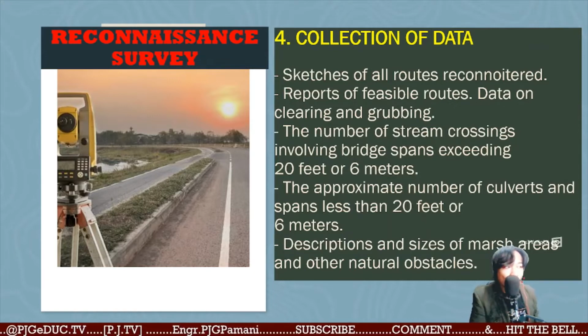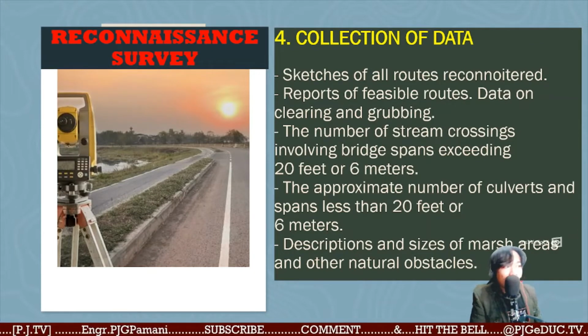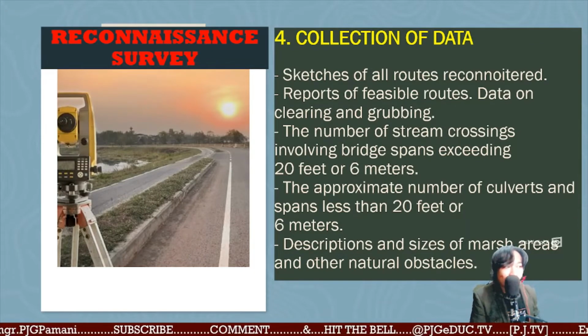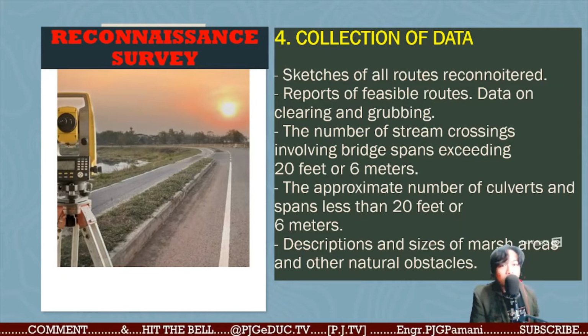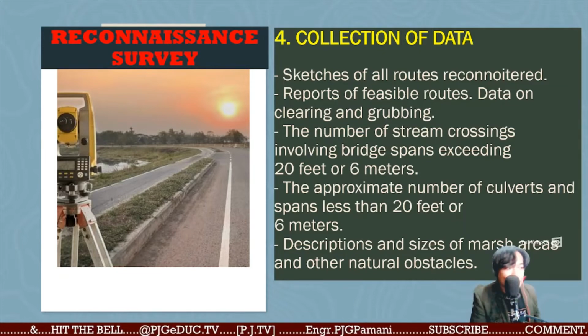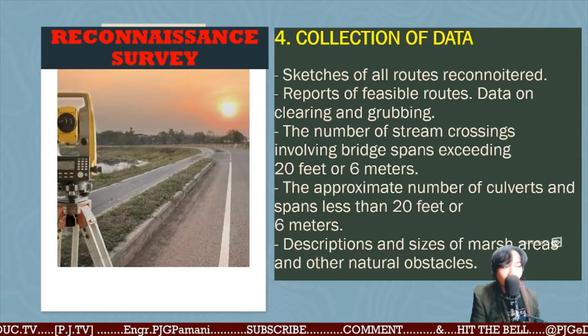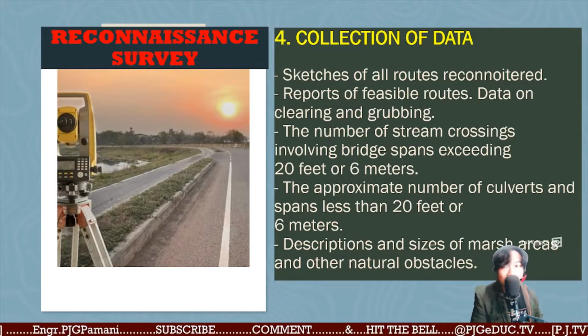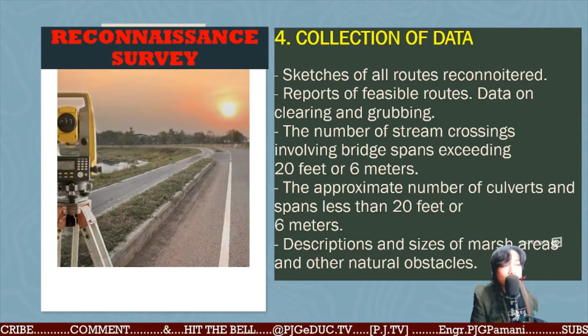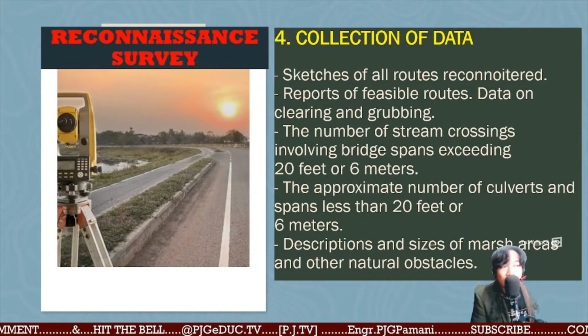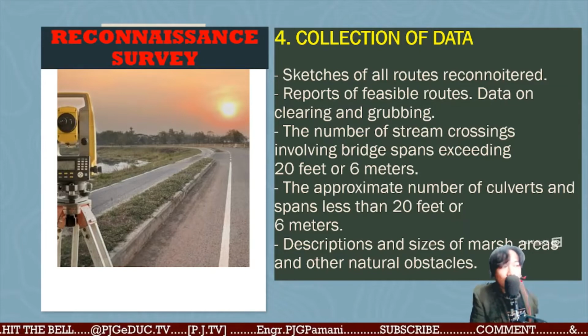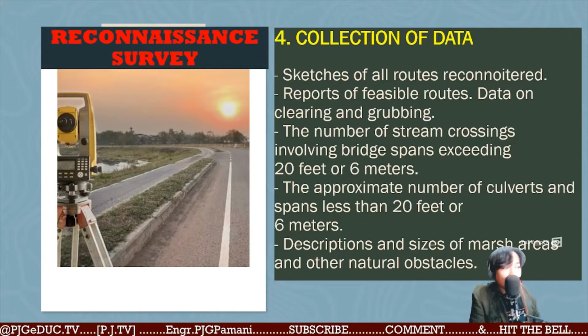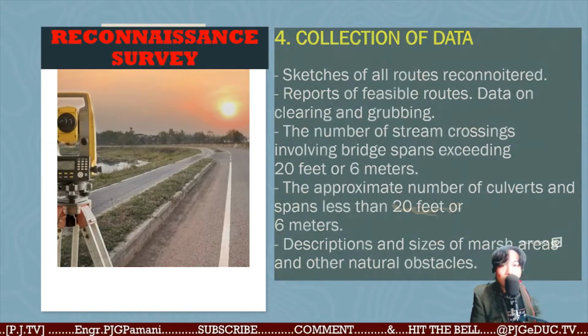We need also to consider the sketches of all routes coordinated, and reports of feasible routes, data on clearing and grubbing, and the number of stream crossings involving bridge spans exceeding 20 feet or 6 meters, the approximate number of culverts in spans less than 20 feet or 6 meters. So whether there are culverts present on that particular location or not, and how do we have to deal with those particular informations later on. Then descriptions and sizes of marsh areas, and other natural obstacles.